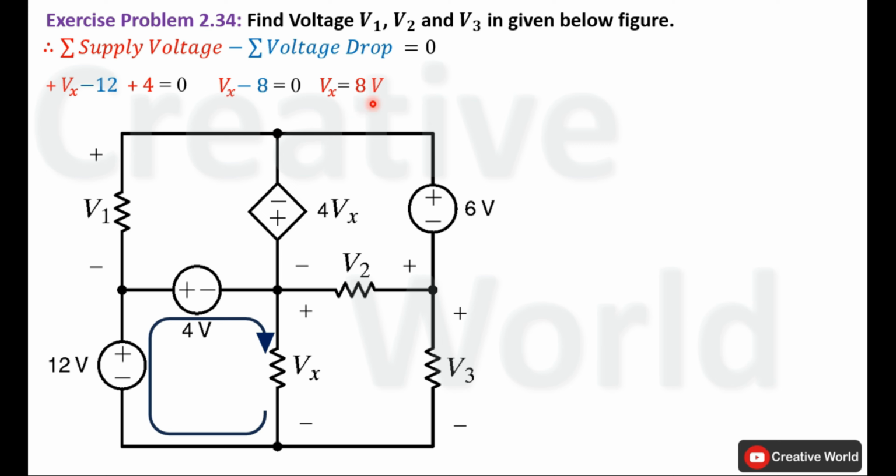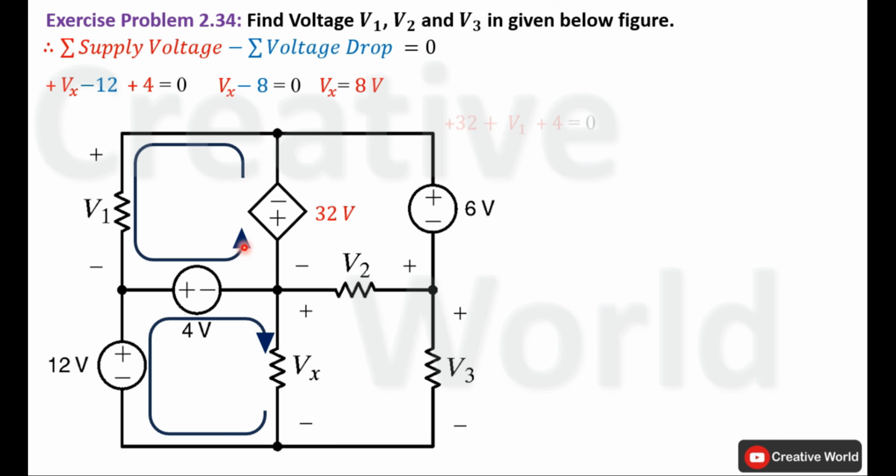We have calculated the value of Vx, so we can calculate the value of this dependent voltage source, that is equal to the product of 4 and Vx. Value of Vx is 8 volt, so voltage across this dependent voltage source will be 4 multiplied by 8, that is 32 volt. Now we will apply KVL inside this loop. First we are assuming the direction of current. In this case I have taken the direction of current counterclockwise. You may take clockwise as well.